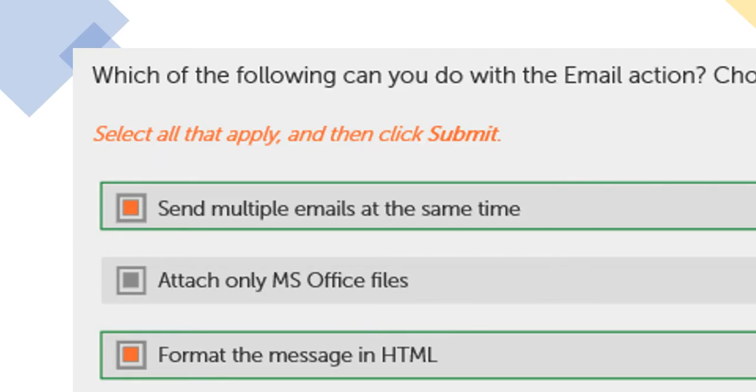Which of the following can you do with the email action? Usually the email action in A11 is different from 2019, because in A11 we update port and host details inside the client, but here everything is in the control room for each and every send email action. So you can send multiple emails at the same time and you can format the message in HTML format. You can do these three options simultaneously, and whatever format you want, you can format it through HTML.